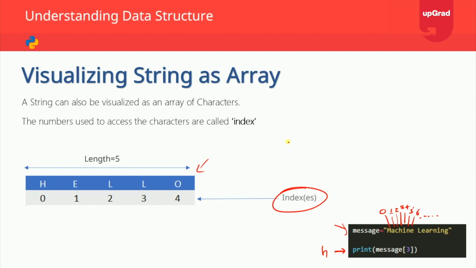Let us do another example of visualizing the string as an array. Let us try name equals, let's say, David. If I try to access or print the name at index 2, the output would be V: 0, 1, 2, 3, and 4. Remember, these are called indexes.